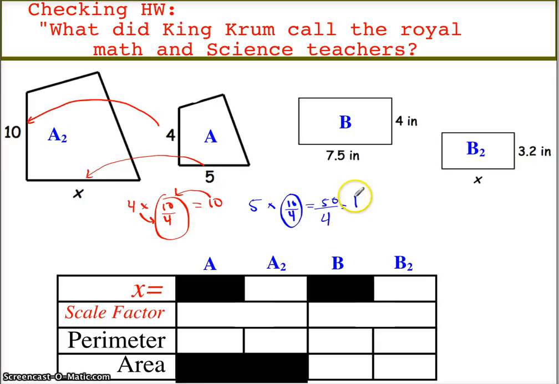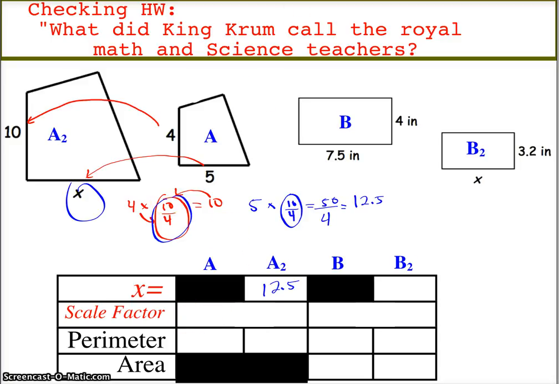So 12.5. So x value here should be more than that 10, just like 5 is more than 4. And this should be 12.5. All right. So my scale factor, 10 over 4, that is my scale factor.